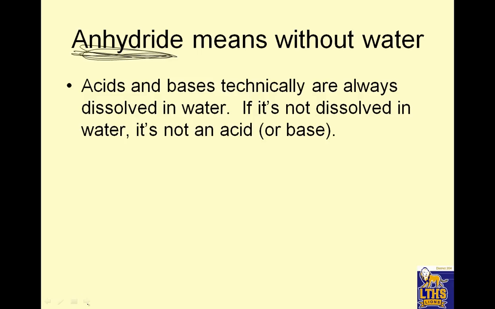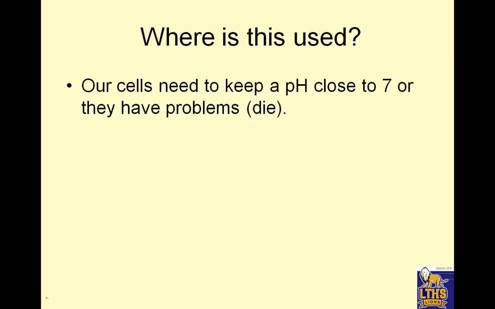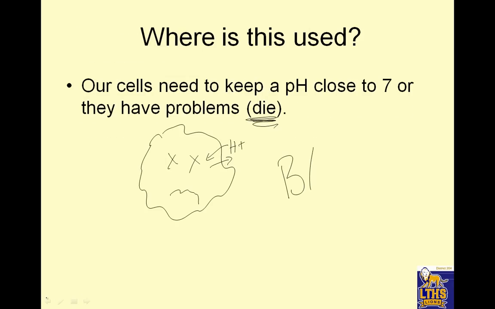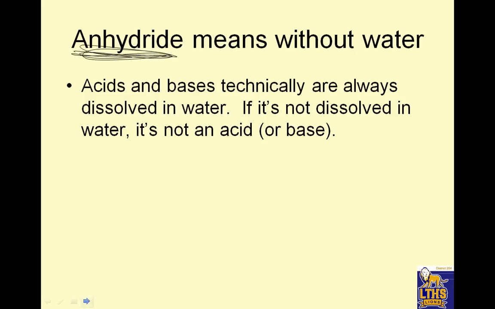An anhydride means without water. And I suppose if I said cells, I should also write blood. Blood is buffered. And the same thing, if it's not close to 7, it dies. Anhydride means without water. An means without.